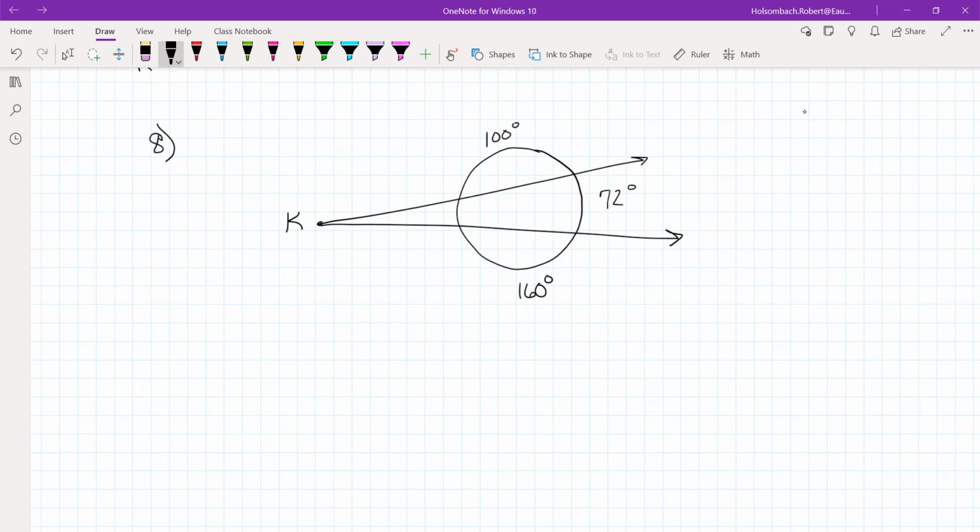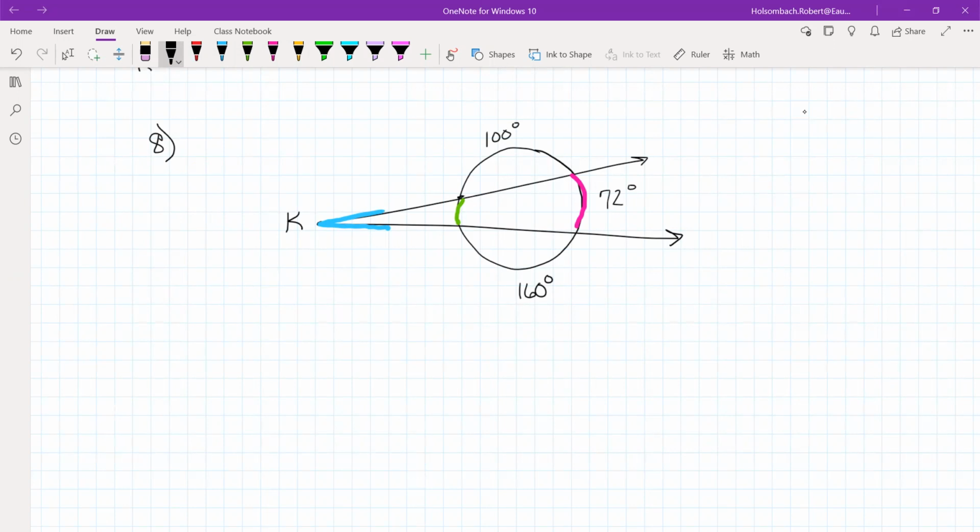Now, this is the same as the last problem. This angle is equal to 1/2 of the big arc minus the little arc, intercepted arcs. But look what we got here. We're missing the small arc, aren't we?